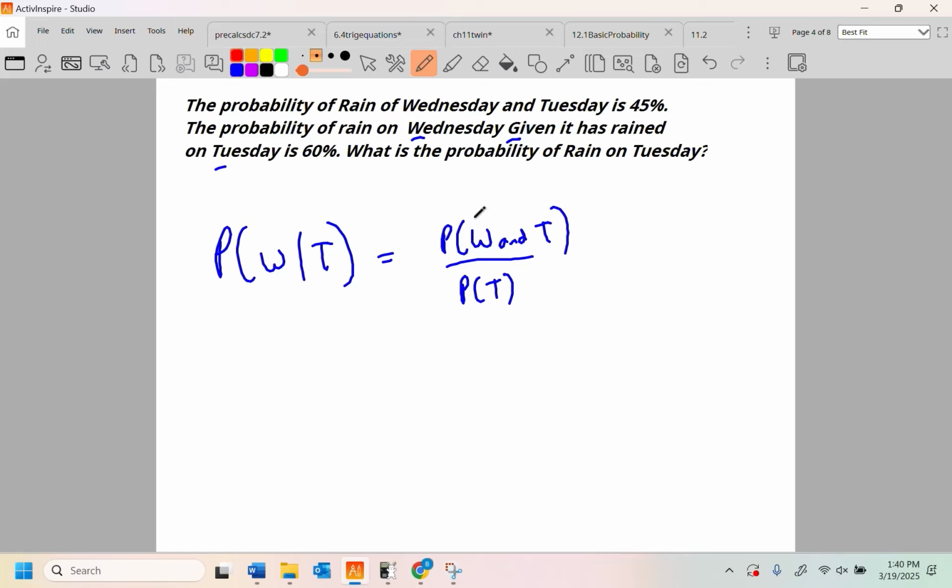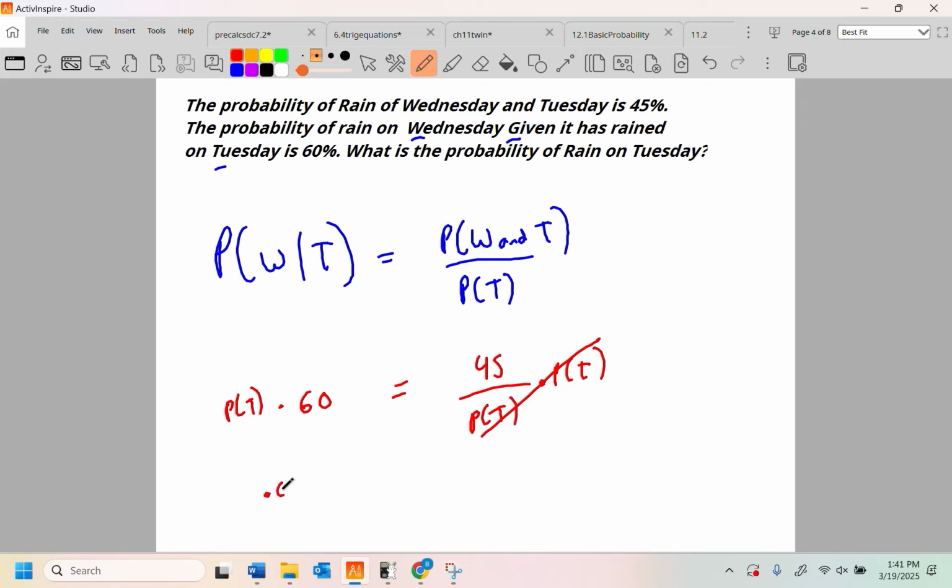So I know that Wednesday and Tuesday is 45%. I'm just going to leave this 45. The probability of Wednesday given it rained on Tuesday is 60%. So this guy becomes a 60. And I just need to know what this probability of Tuesday is. It's exactly the same thing I just did. I multiply both sides by the probability of Tuesday. And again, if you're saying P of T, you're part of the problem. Probability given it's Tuesday, or on Tuesday.